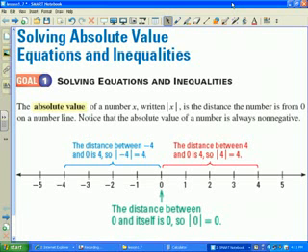The important thing to remember with absolute value is absolute value means distance from zero on the number line. That's the reason, for example, that the absolute value of -4 is 4 and the absolute value of +4 is 4, because -4 is 4 units away from 0 on the number line, and +4 is 4 units away from 0 on the number line.